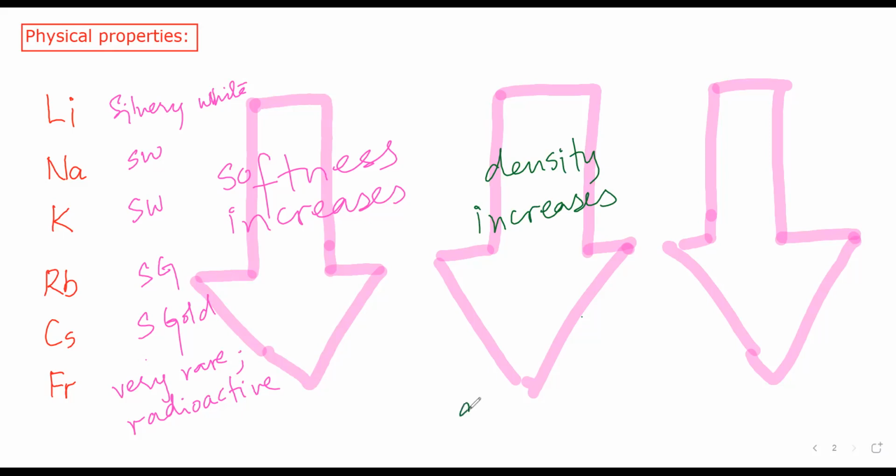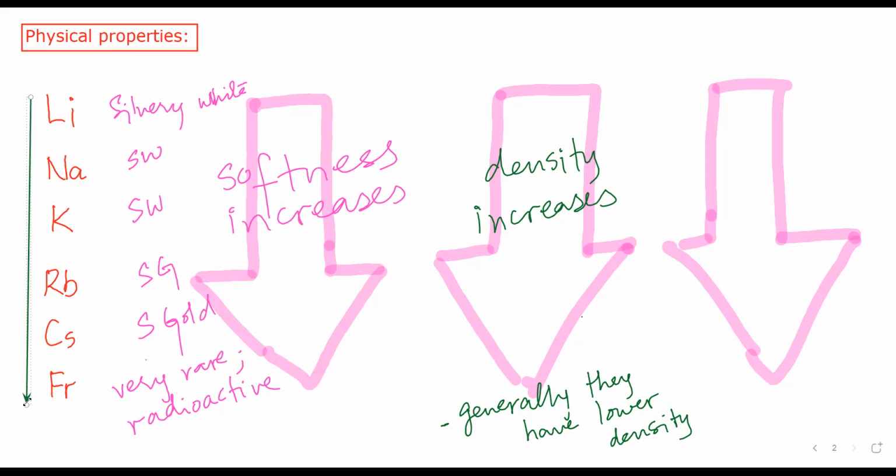So what we can say generally, because sometimes in the exam they would ask you about the difference between group 1 and transition elements, physical properties difference. So there you can mention that they are lighter. Generally they have lower density as compared to other metals. But when we are talking particularly about the group itself, as we are going down, density increases.